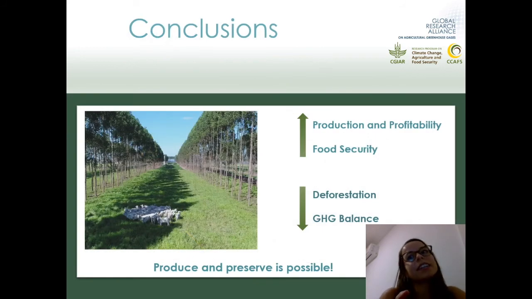To finish, the integrated crop livestock forest system is a technology that increases production and profitability compared to a monoculture and ensures food security. It decreases deforestation, because you are using areas that are already open. You can recover degraded areas with this technology, so we don't need to open new areas to implement it. And the best one, it decreases the greenhouse gas balance. So with this technology, we see that producing and preserving is possible. And this technology is increasing a lot in Brazil, and that's what I'm going to study.